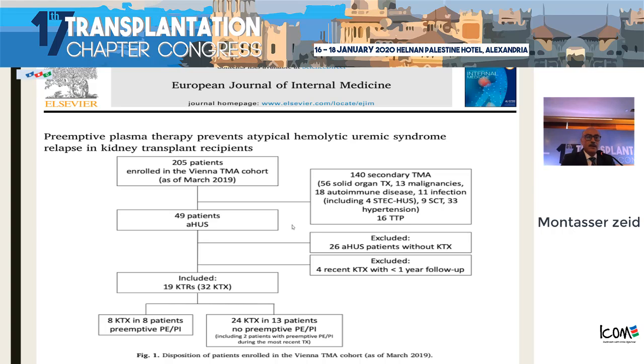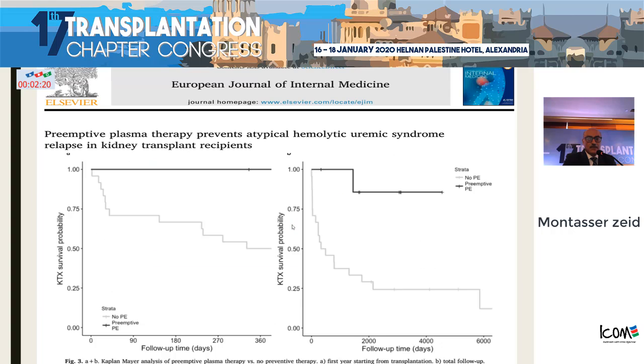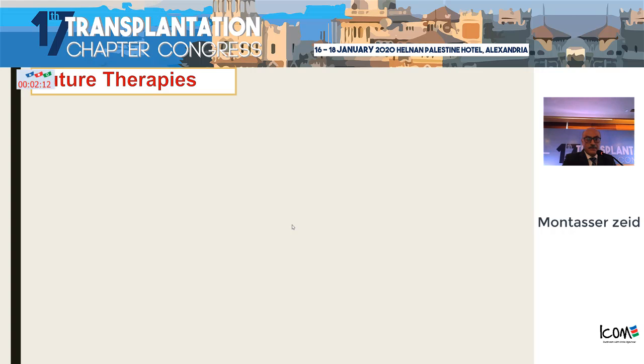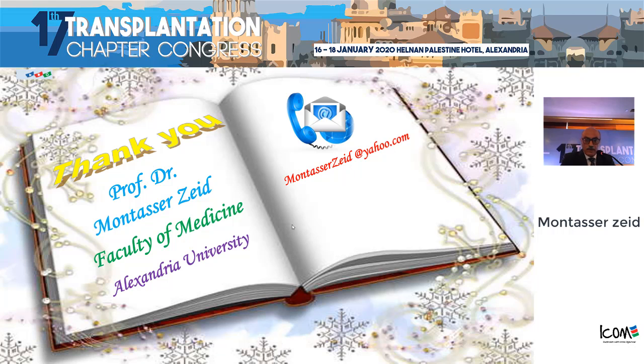In this study of 205 patients enrolled in the Vienna thrombotic microangiopathy cohort, preemptive plasma therapy prevents atypical hemolytic uremic syndrome relapse in kidney transplant recipients. Future therapies in this concern include concentrated complement factor H, which is purified from human plasma, and recombinant thrombomodulin, which can be utilized in the treatment of atypical hemolytic uremic syndrome.